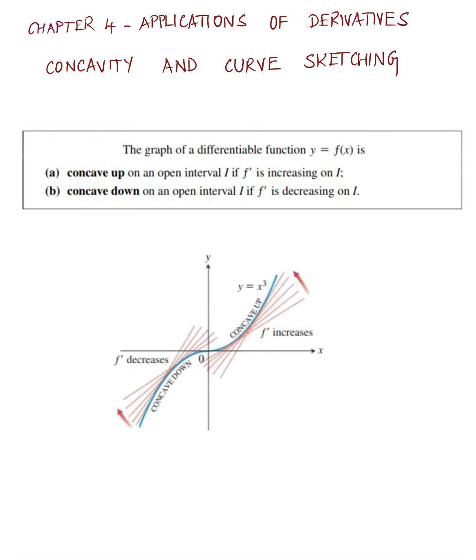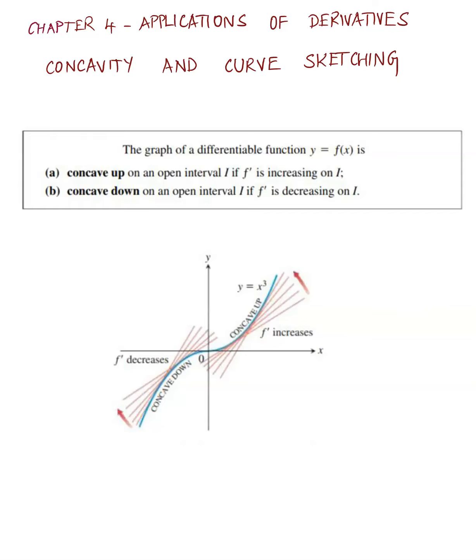Let's start off with a definition for concavity. The graph of a differentiable function y equals f of x is concave up on an open interval I if f prime is increasing on I, and it's concave down on an open interval I if f prime is decreasing on I. Okay. Very straightforward looking definition.